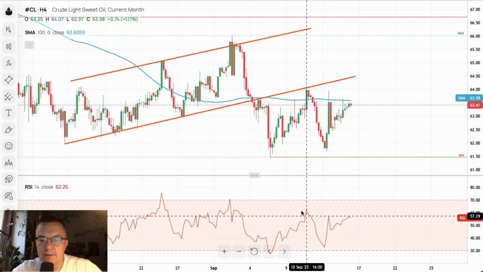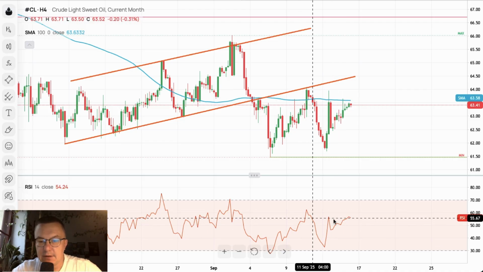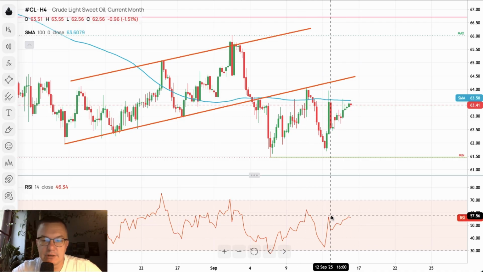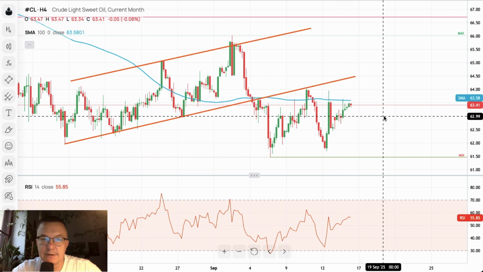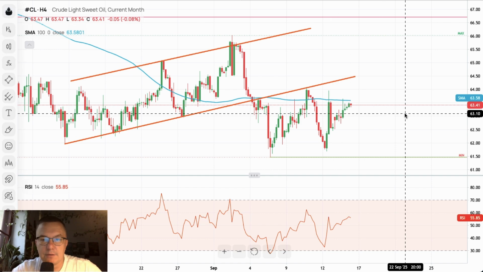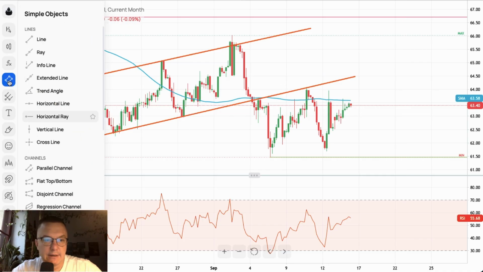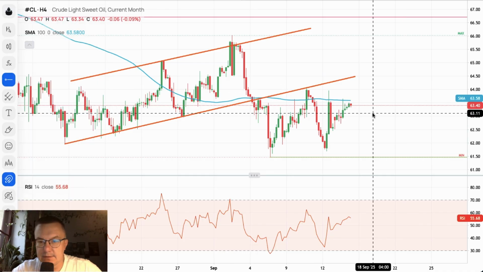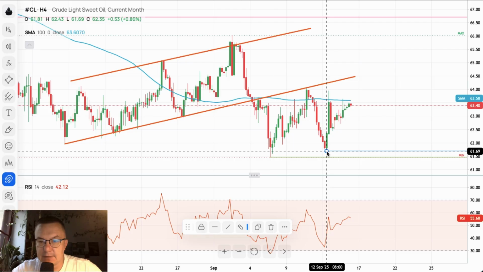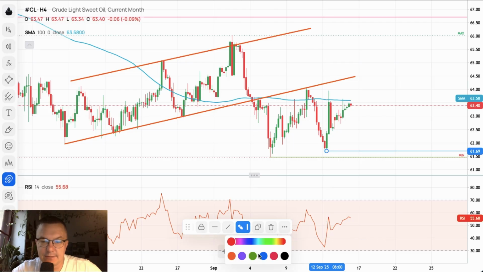As you can see, the momentum is very, very unstable. We go sharply up, we go sharply down. Right now there is a little bit of calmness in this market. So let's just mark the levels. We got second technical support at 61.69.